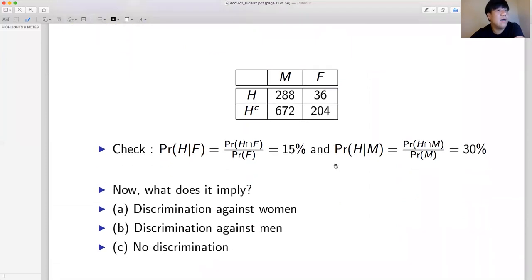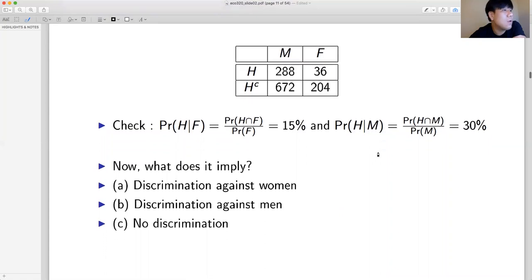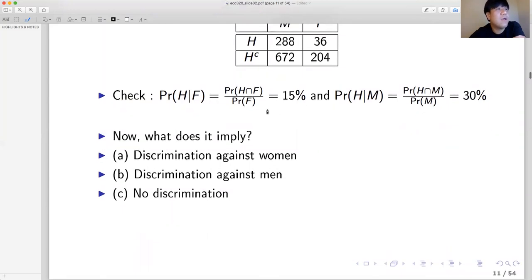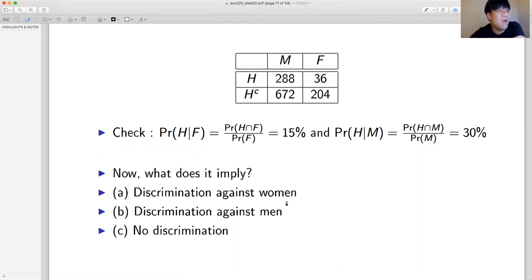Yeah, I think I already gave something similar. Okay, this, is it a typo? I mean, this is based on some conclusion. Oh, sorry, I was confused, but this is the probability of hired given female, and this is the probability of hired given male. What does that imply? Maybe discrimination against women, right?